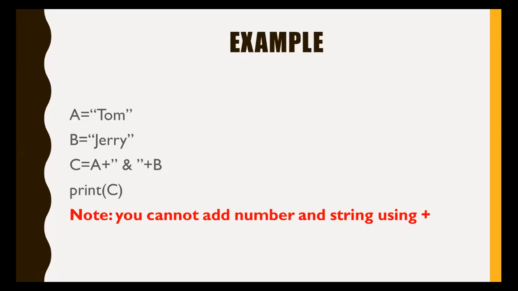So see here, a equal Tom. I have written a equal Tom. What is a? a is a variable which is assigned Tom, holding Tom. b equal Jerry, so it is stored in b. Now c equal a plus, I am using a plus, and this will also plus b. So whatever you use, a and b with the AND will be displayed.